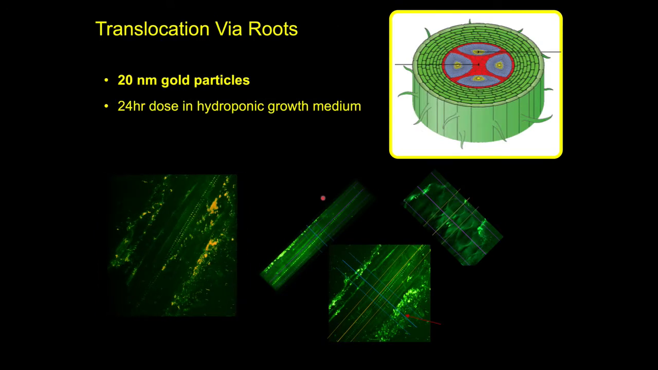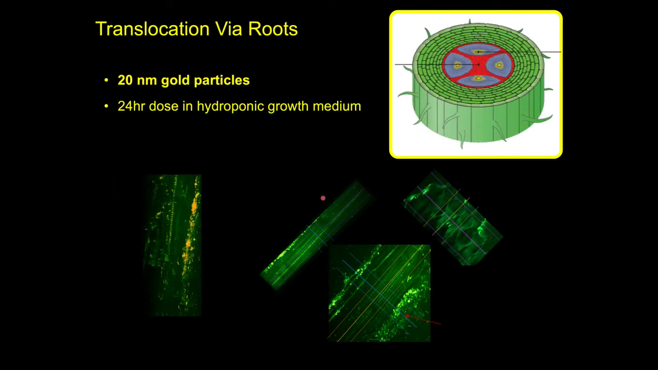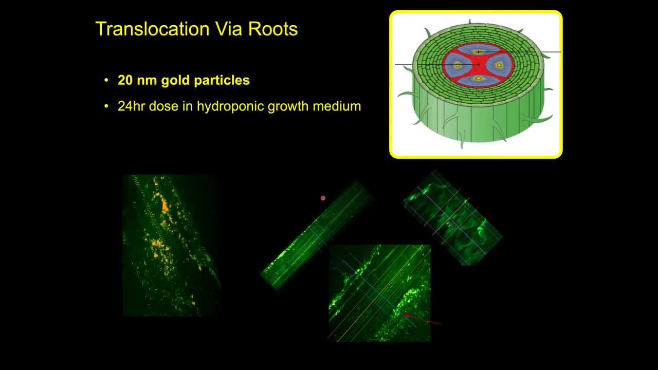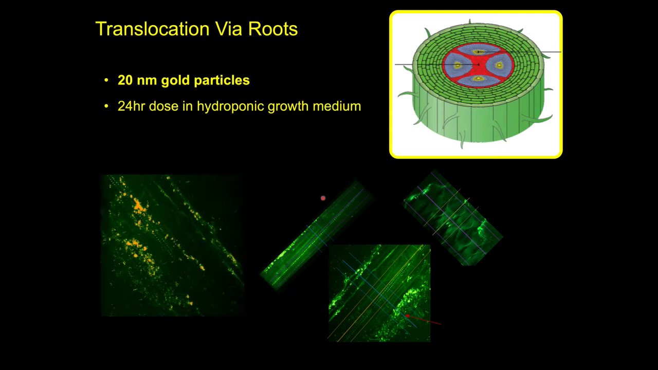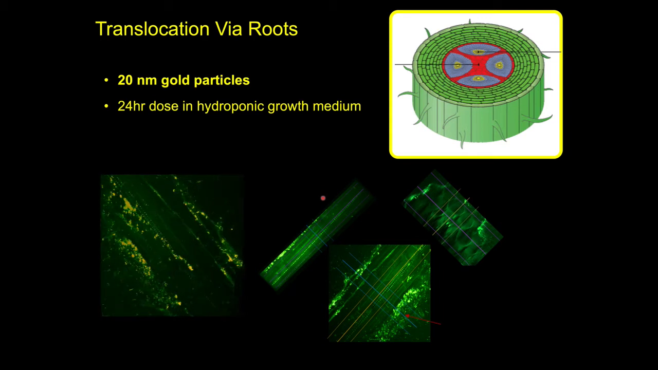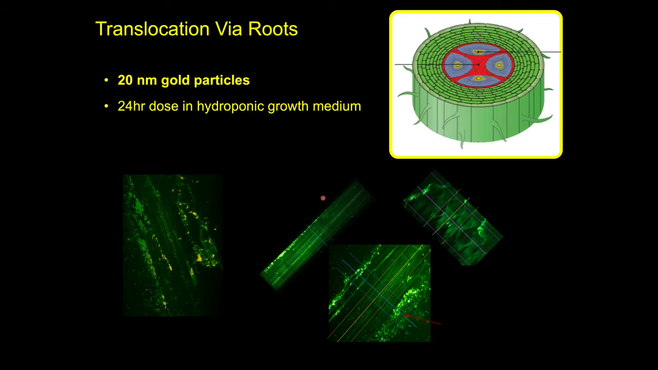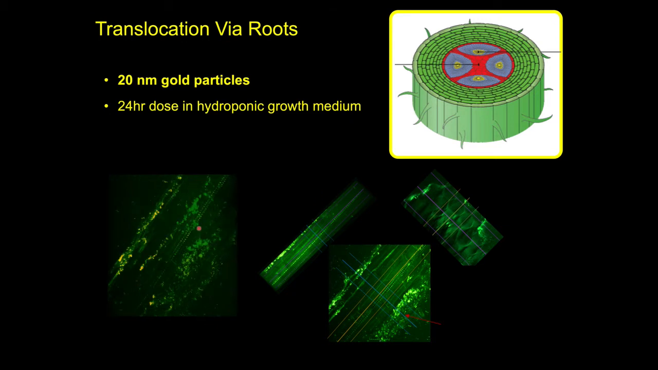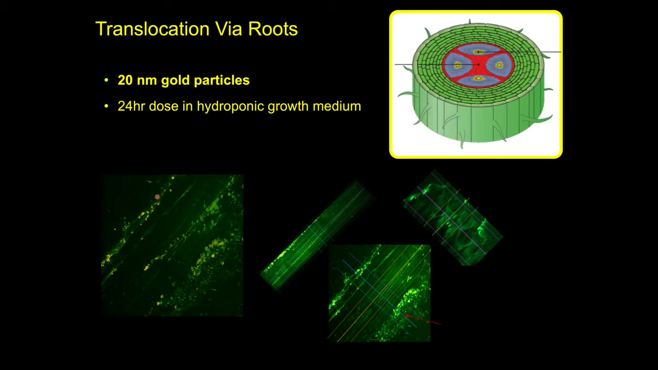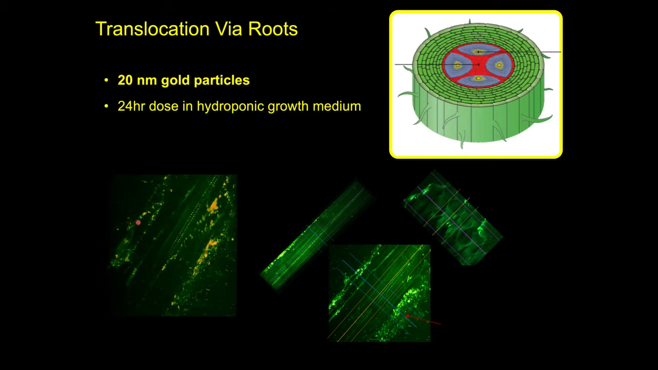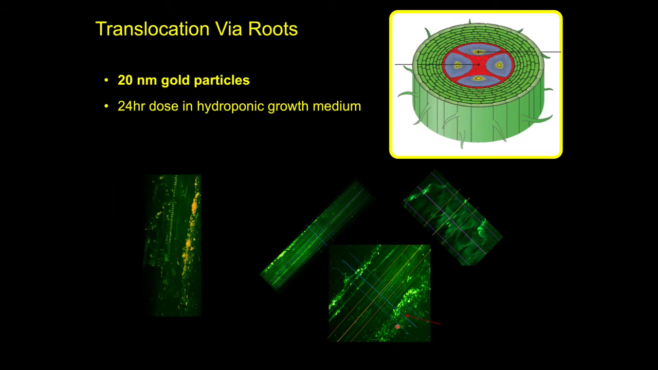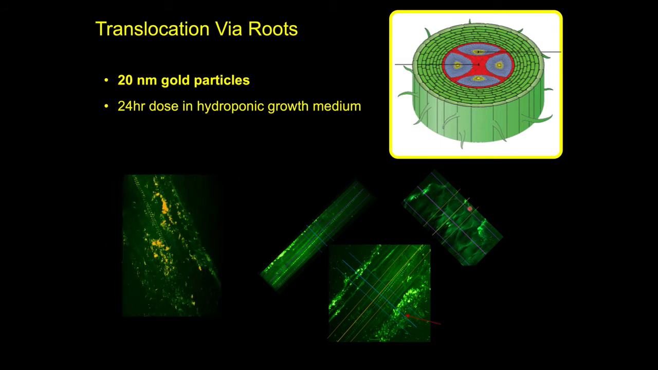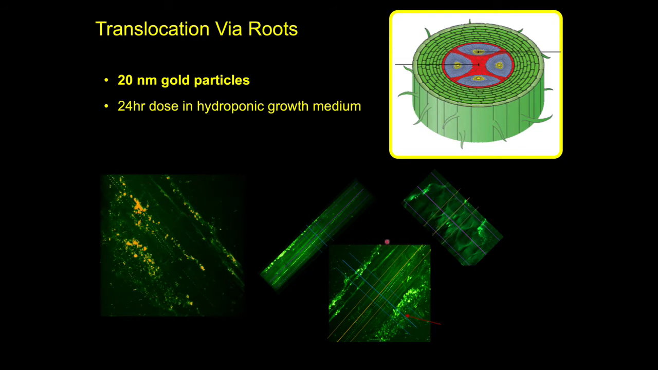So we've used this to look at uptake into roots, and we see for 20 nanometer gold particles that were exposed to plant roots for 24 hours, we don't actually see any uptake into the roots. We do get the excited state signal, but all we see is the signal associated with clusters of particles surrounding the roots on the outside. We don't see anything from the center.